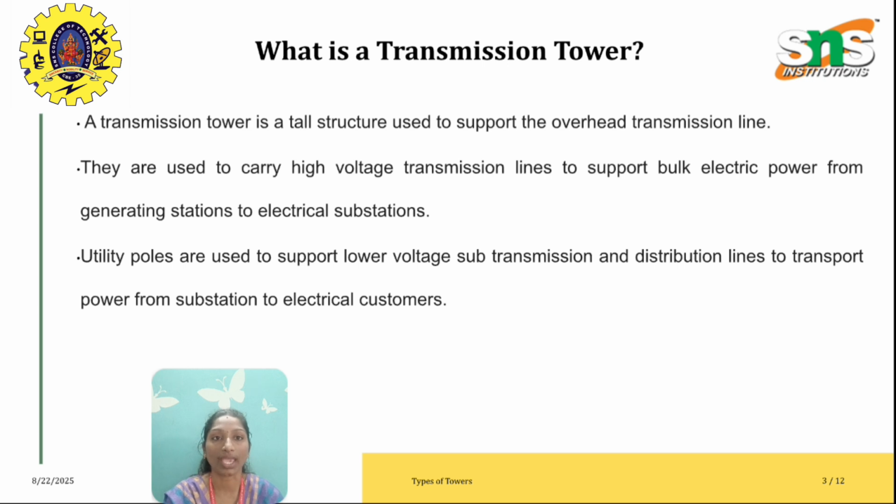These are also used to carry high voltage transmission lines, to carry bulk electric power from generating stations to the electrical substations. In general, from the generating station, the power is transferred to a substation, and from the substation it is transferred to the distribution side and to the customers. Utility poles are used to support lower voltage subtransmission and distribution lines to transport power from the substation to the electrical consumers. The tower from the generating station to the electrical substation we call a transmission tower, whereas on the distribution side we call it a pole.